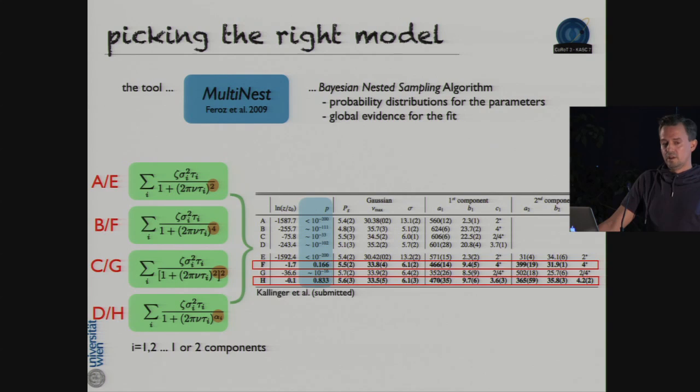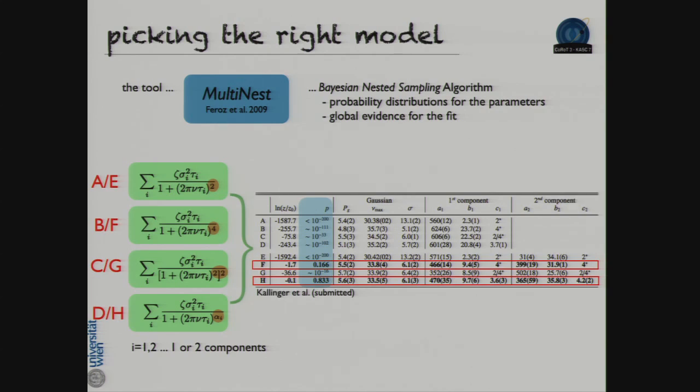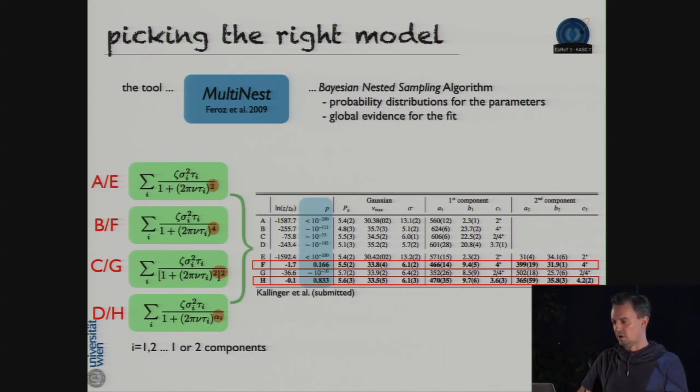So how to pick the right model? The way we did it was using a standard tool of Bayesian analysis called MultiNest. It's a Bayesian nested sampling algorithm, which was developed a couple of years ago and which is nowadays the standard tool in particle physics and extragalactic research, but only found its way to asteroseismology recently.